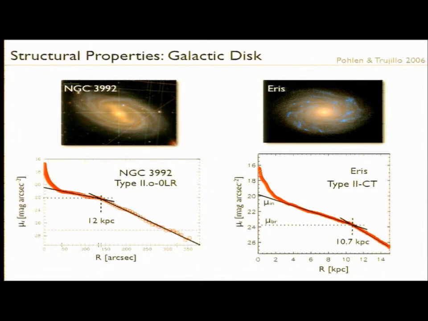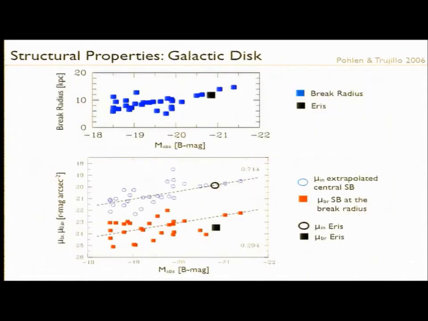For example, the surface brightness breaks that occur at a characteristic radius in nearby spirals. In this case, it is at 12 kiloparsecs in Eris. But if we put this in context with other galaxies, then we see that the break radius is in well agreement with the other spiral galaxies, and the extrapolated inner surface brightness is also in agreement with nearby spirals.